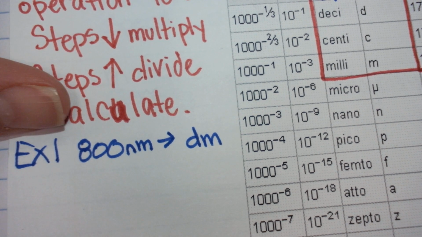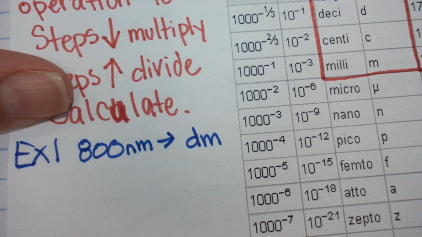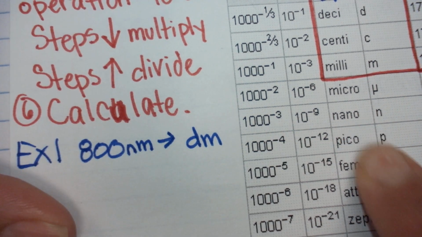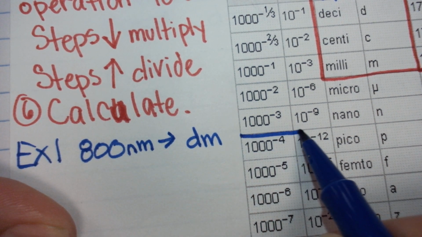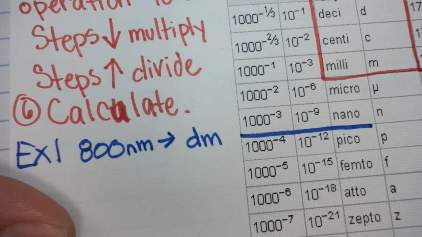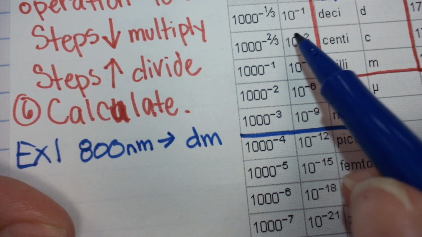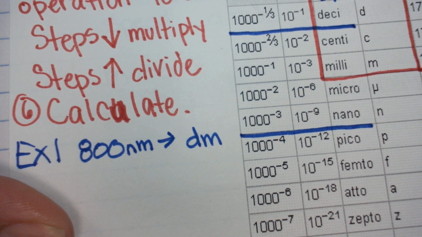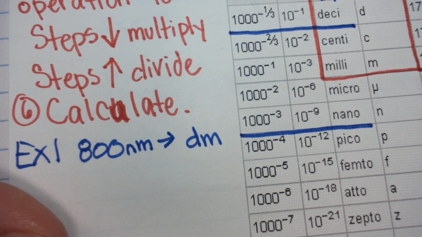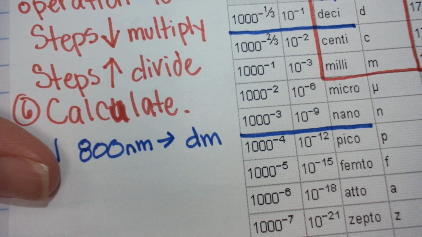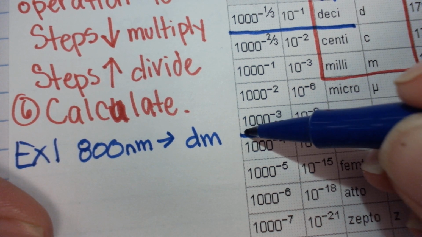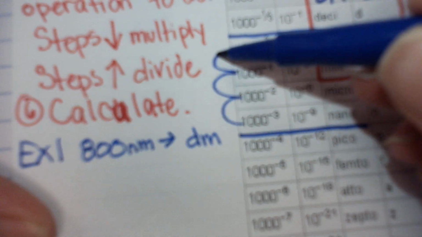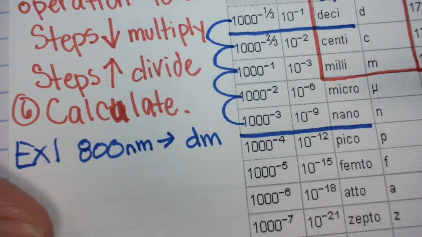So my first step said find the prefix you have. I have a number that has nanometers, so I'm going to go, all right, there's nanometers. And I want to get to decimeters. Right, there's decimeters. All right, the next step says count the steps between. There's 1, 2, 3, 4 steps.